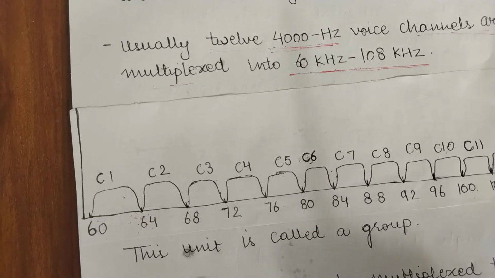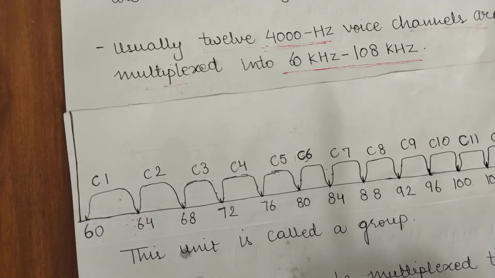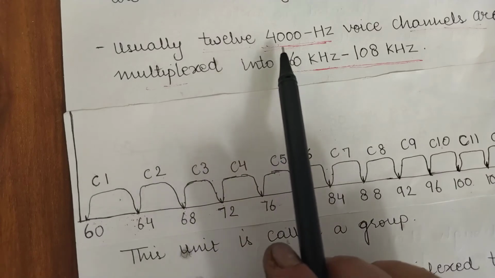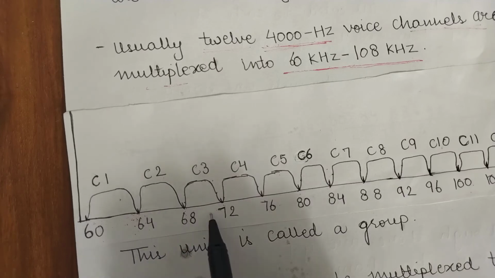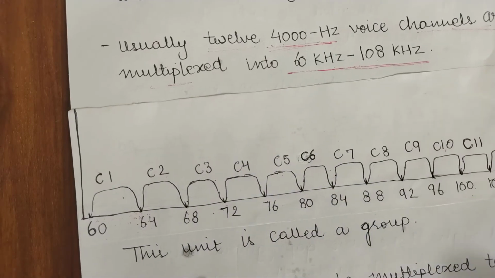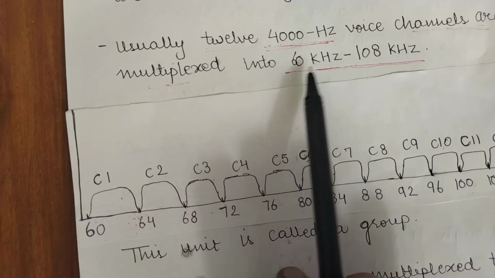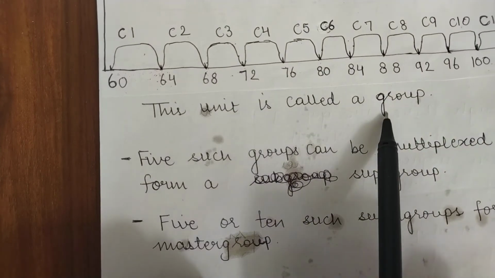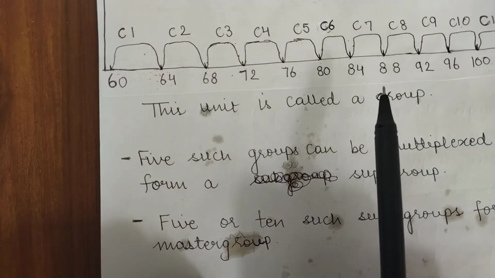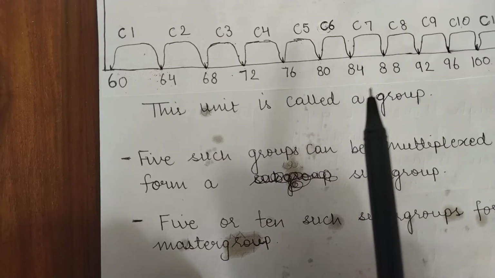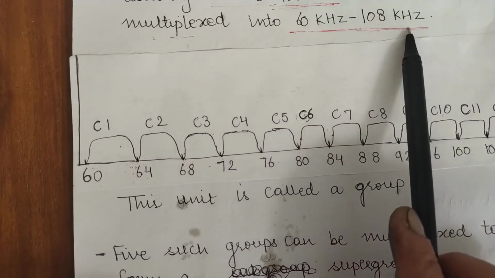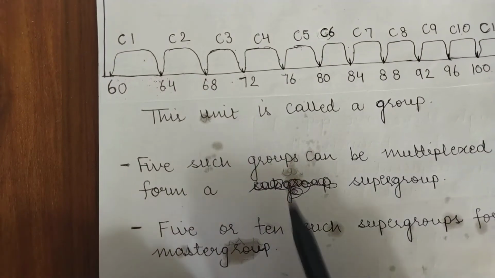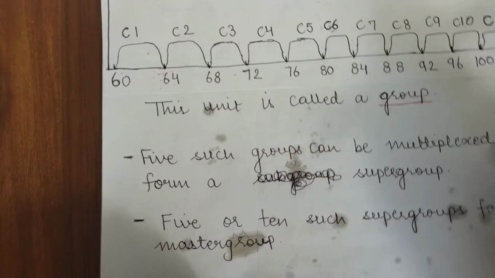So this is how 12 voice channels are multiplexed together, each channel having a frequency of 4000 hertz, occupying different ranges in the frequency spectrum. So this is how 12 voice channels are multiplexed into a frequency range of 60 kilohertz to 108 kilohertz, right? Now this unit is called a group. That means such 12 channels, each having a frequency of 4000 hertz and occupying the frequency bandwidth between 60 kilohertz to 108 kilohertz, multiplexed together are known as your group, right?